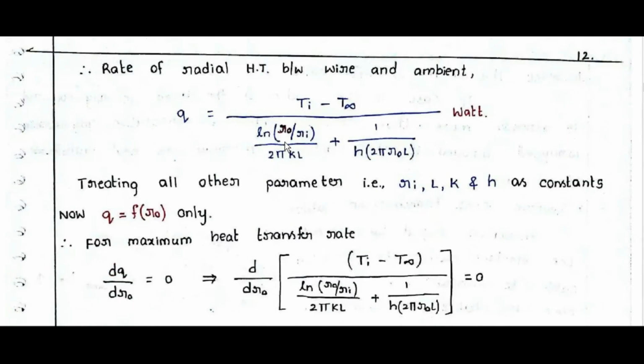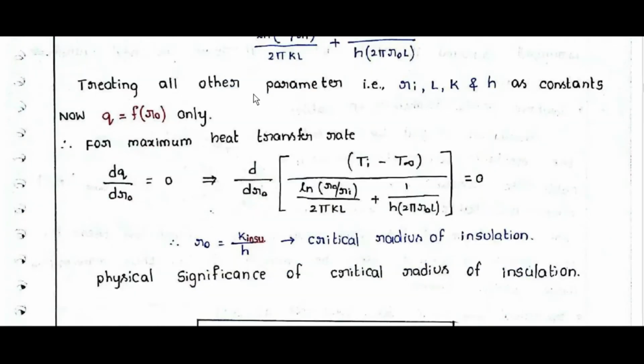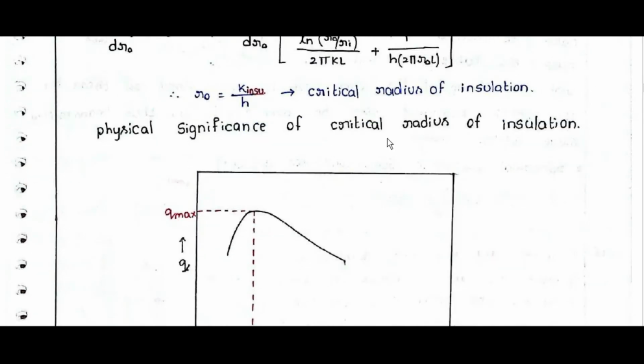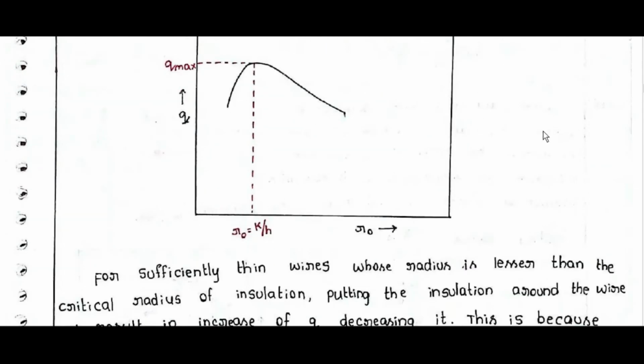The rate of radial heat transfer between wire and ambient is Q equal to (Ti minus T infinity) divided by [ln(Ro/Ri)/(2πKL) plus 1/(H 2πRoL)]. Treating all other parameters, that is Ri, L, K and H, as constant, Q is a function of Ro only. For maximum heat transfer rate, dQ/dRo is equal to 0. Differentiating the whole expression and setting it to zero gives Ro equal to K insulation by H. This is the critical radius of insulation.